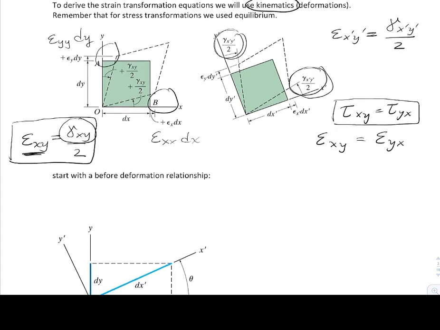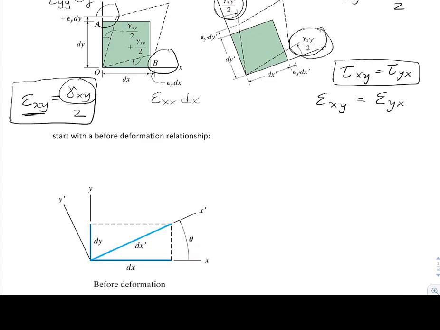To begin our kinematic relationship, we're just going to start with a deformation relationship. We've got our x, y axes, which would be the initial axes. Generally, we think of them that way, as some initial axes that have been set up on the problem. We're interested in finding the strains on a rotated axis, because this may be the principal axis or the maximum shear strain axis or any rotation through an angle theta. So the deformation relationship is going to relate dx to dx prime.